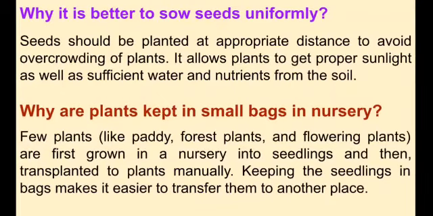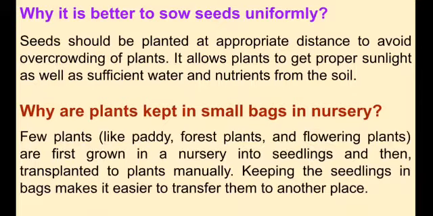So why is it better to sow seed uniformly? As we have discussed, we need a uniform, flat surface to sow the seed. That is why we do levelling. Seed should be planted at an appropriate distance to avoid overcrowding of plants. As you know, overcrowding is not good for anyone. Like this, the plant also needs proper distance to grow well. It allows plants to get proper sunlight as well as sufficient water and nutrients from the soil.